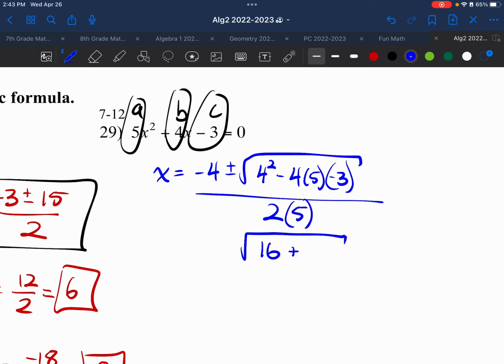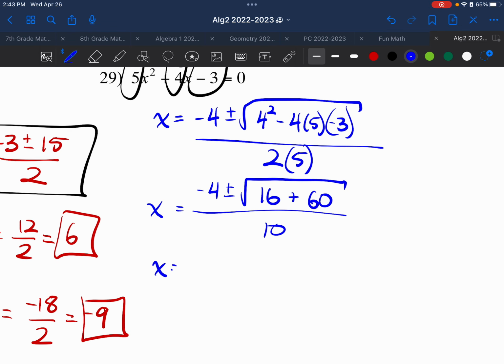4 squared is 16, and I'm going to do 5 times 3 first and get 15. Times 4 is a double-double. So I had 15, doubled it is 30, double it again, I get 60, so the answer here is going to be 60. So I get 60 in here, and then I have a negative 4 out front with a plus or minus. I still have a 10 in the bottom. This is still being set equal to x. And x is equal to negative 4 plus or minus the square root of 76 all over 10.